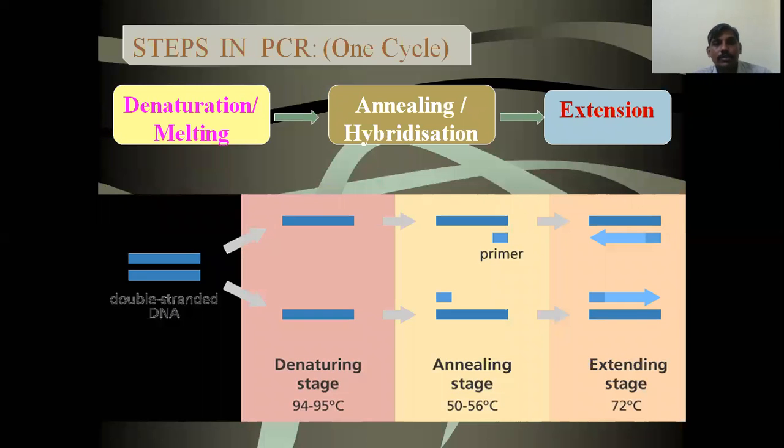So what are the steps in the PCR cycle? One PCR cycle consists of three steps. The first step is denaturation or melting. The second one is annealing or hybridization. The third one is extension or elongation. These three steps operate one by one at different temperatures and carry out the amplification process.